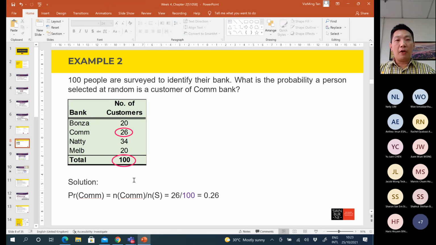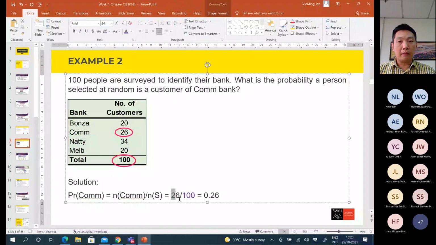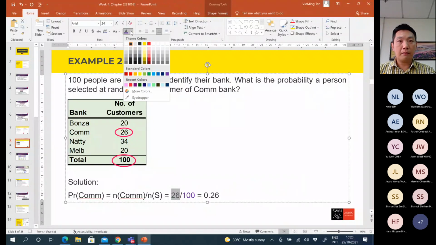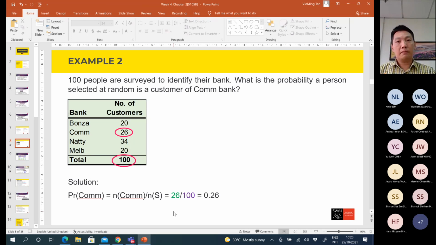Then because the question is asking for Combank, we need to check how many customers prefer to use Combank. 26 of them, right? So 26 we substitute here as the numerator. I use green color. So far, okay. 26 divided by 100.